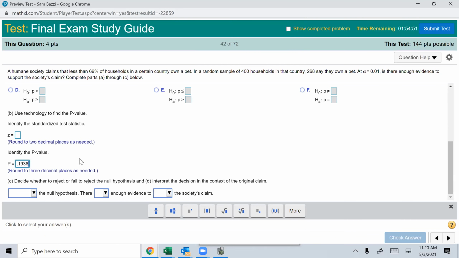Which is more than alpha, you fail to reject H0. So fail to reject the null hypothesis. And if we fail to reject the null hypothesis and the claim is in the alternative, you cannot support the claim. As I told you, for fail to reject, you start with "there is not." Since the claim is in H1, you select the word "support." There is not enough evidence to support the claim.